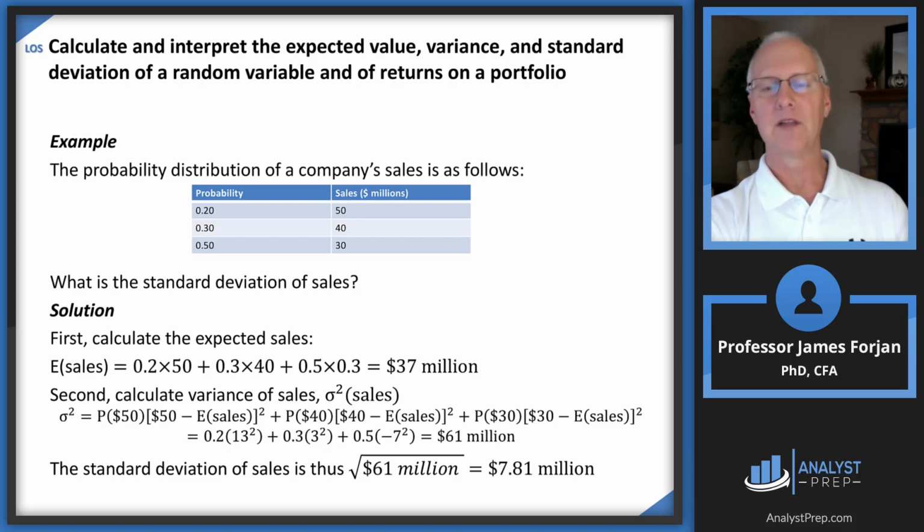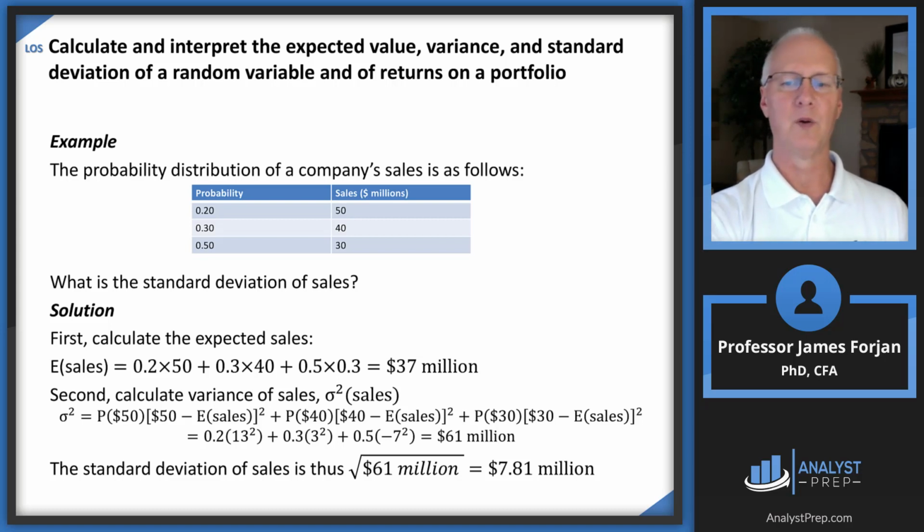But that's like coming home and saying to your husband or wife, "Hey, I bought 12 squared pounds of potatoes." Well, he or she probably has no idea how many potatoes you bought. So you take the square root of it to get almost 8 million standard deviation. So expected value is the mean. That's the first moment of the distribution. And the standard deviation is a measure of risk. That's the second moment of the distribution.